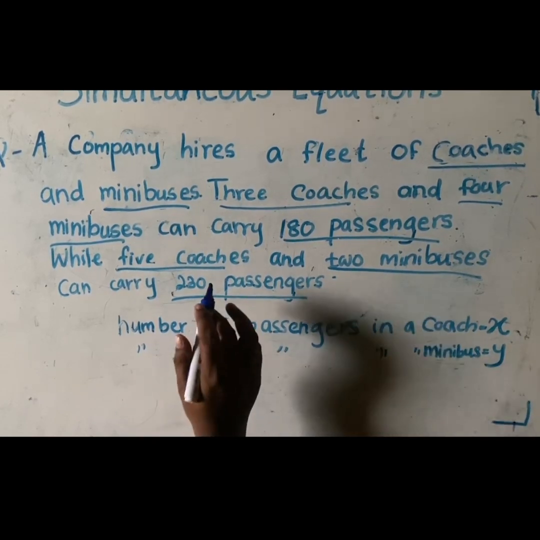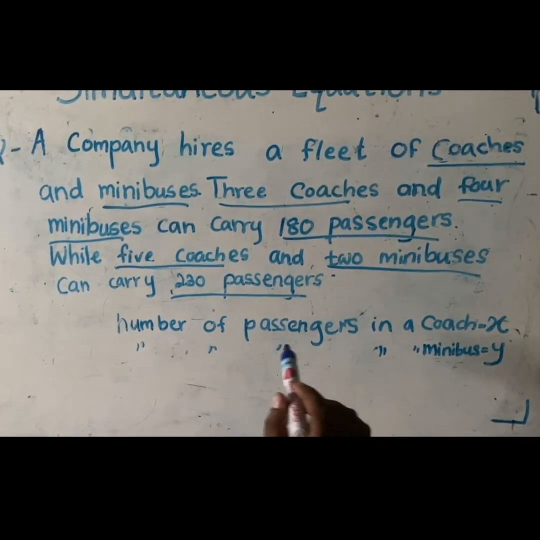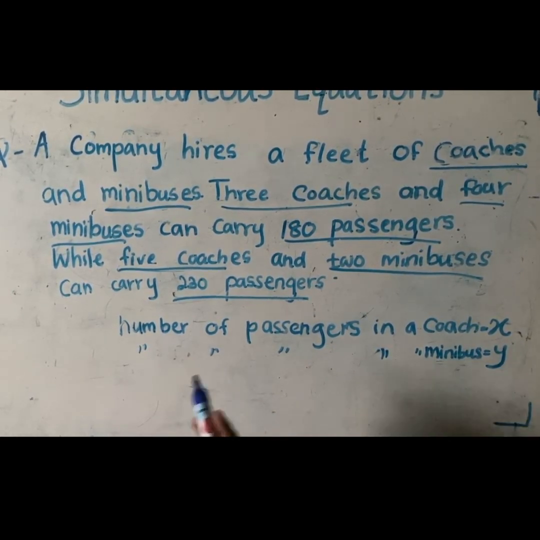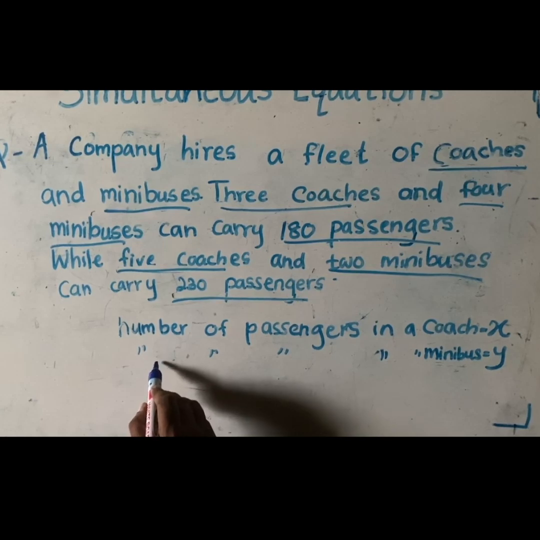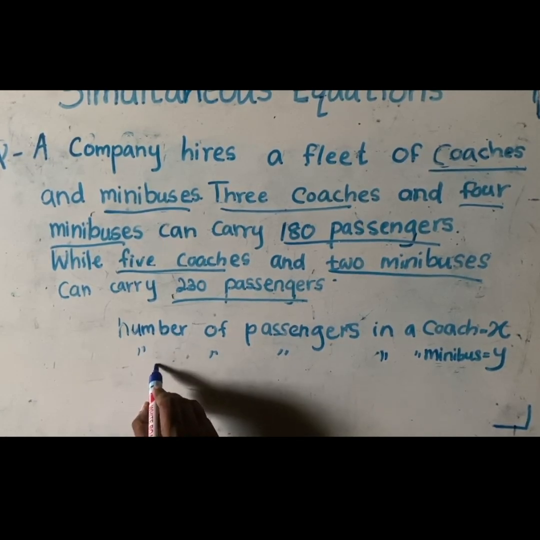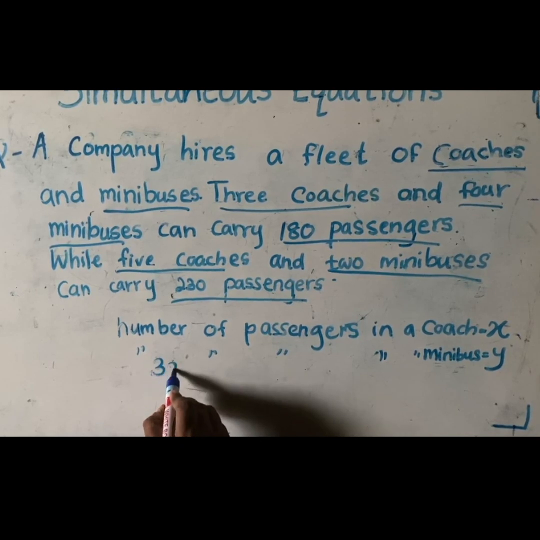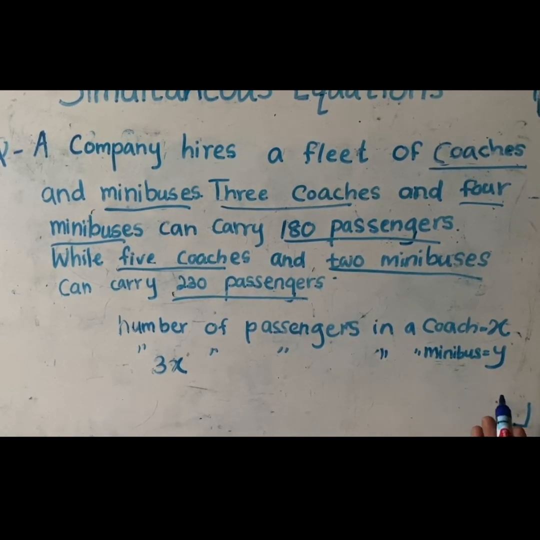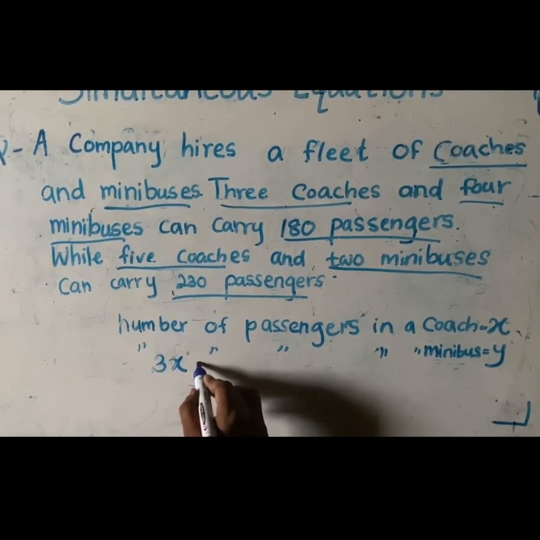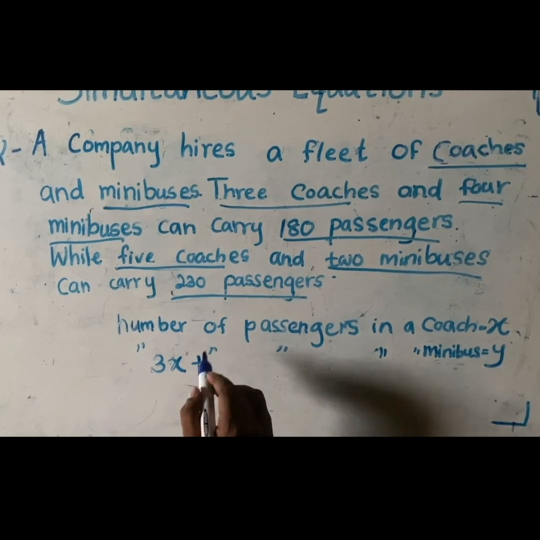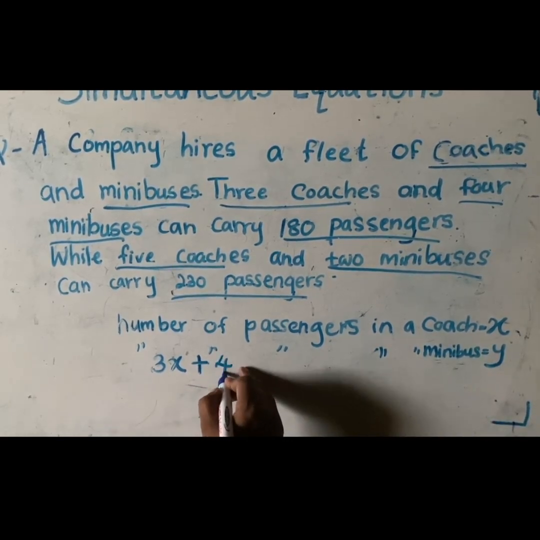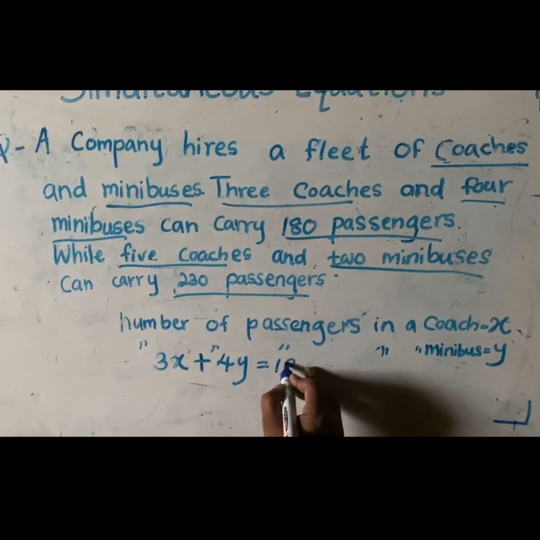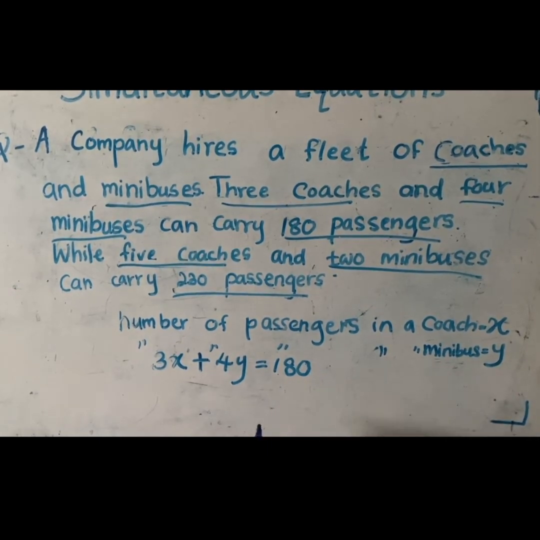Now see, 3 coaches. The number of passengers in a coach is X, and such 3 buses are there, so all the passengers in 3 coaches are 3 into X, 3X. And the number of passengers in a minibus is Y, and such 4 buses are there, so all the passengers in 4 minibuses are 4Y. Its total adds up to 180. This is our first equation.